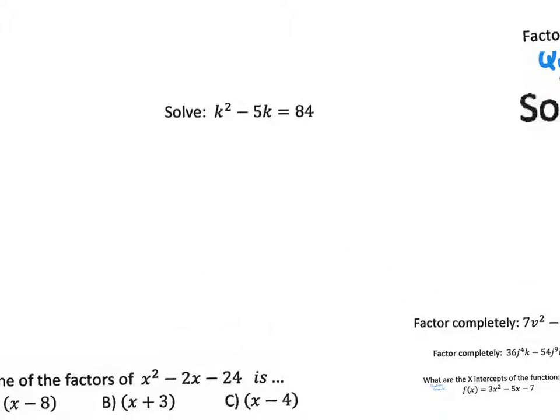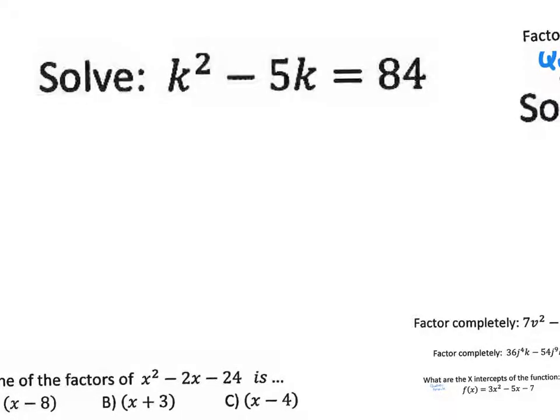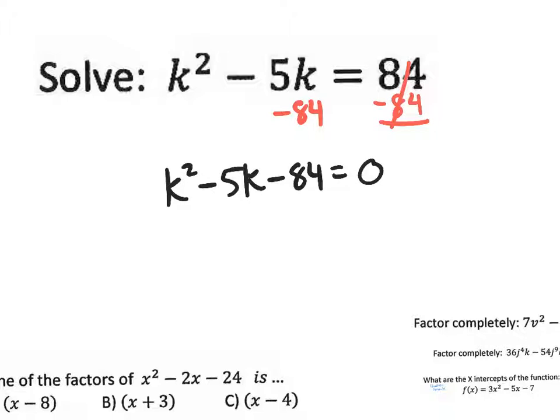Solving. Is this easy or difficult, this one right here? Easy or difficult? What do you guys think? Easy. Why is it easy? Because the a value is 1, right? Which means that all you have to do is set it equal to 0 and then factor, right? So let's do that since it's so easy. Subtract 84. Subtract 84. We have a new equation. k squared minus 5k minus 84 equals 0.